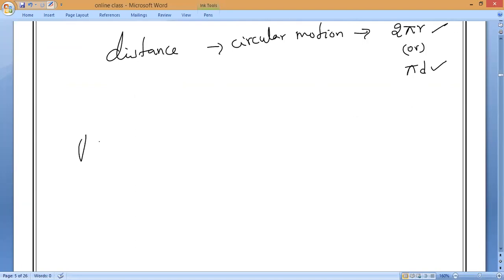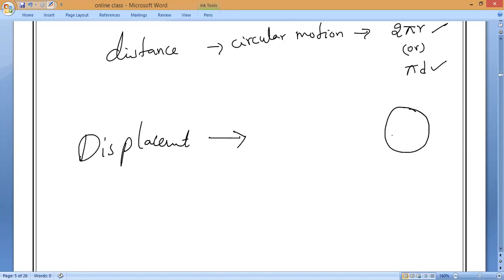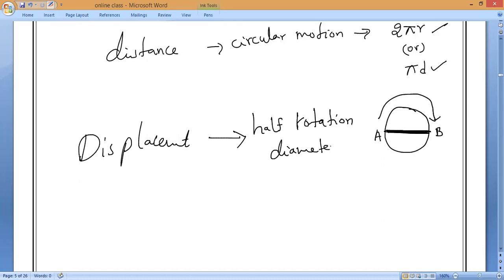Now, what about the displacement? Remember, keep it in mind always: when the body is traveling in a circular path, if the body stops at point B, like a half rotation, then the displacement is equal to the diameter of the circular track. Every half rotation, 1.5, 2.5, 3.5, 4.5 rotations, even 1000.5 rounds, the displacement is equal to the diameter of the circular track.